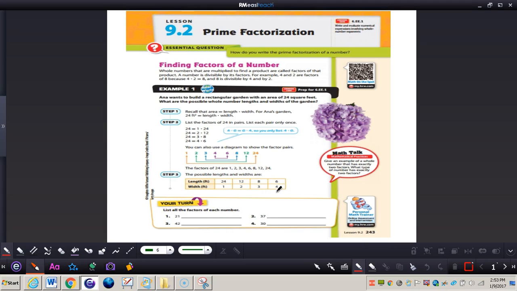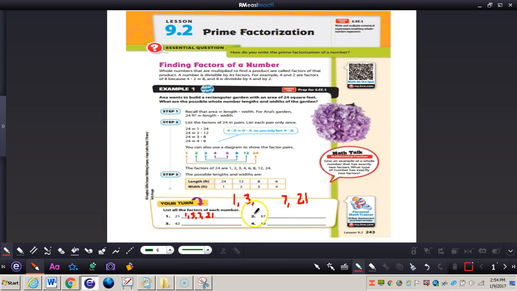Now let's take a look at number 1, list all the factors of each number. So this is something that we have done throughout the year, but let's just do a review. So I can say 1 and 21 are factors. We always start out with 1 in that number. 3 and 7. And now my next number would be 4. 4 cannot be multiplied to get to 21. 5 cannot be multiplied to get to 21. 6 cannot be multiplied to get to 21. We already have 7 written down, so now we have our factors of 21. 1, 3, 7, and 21.